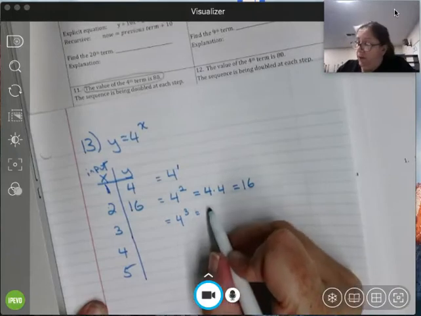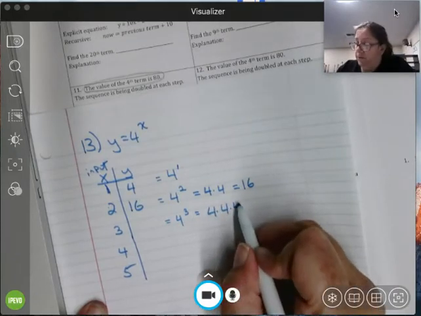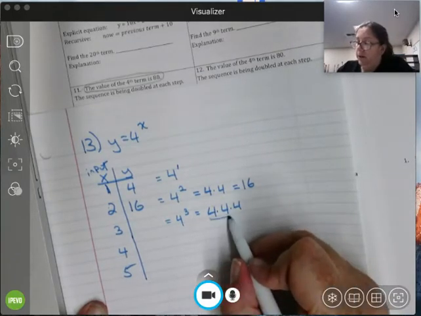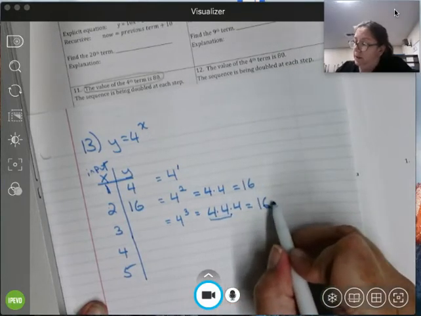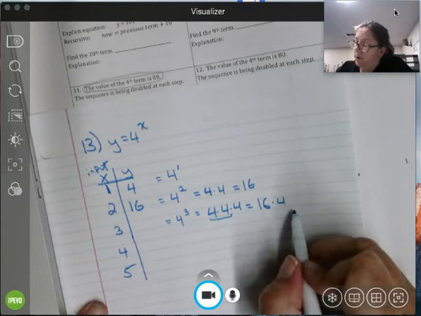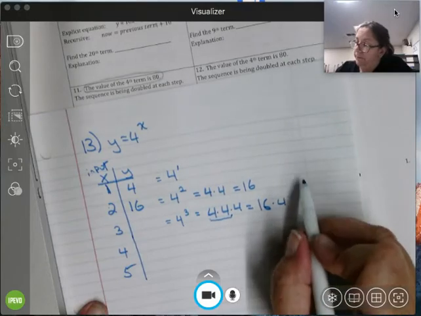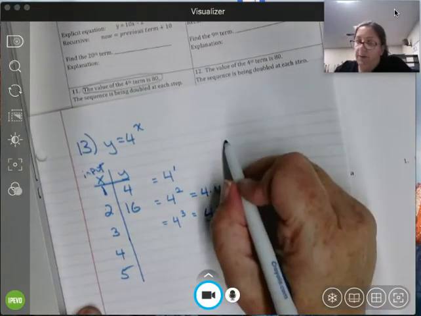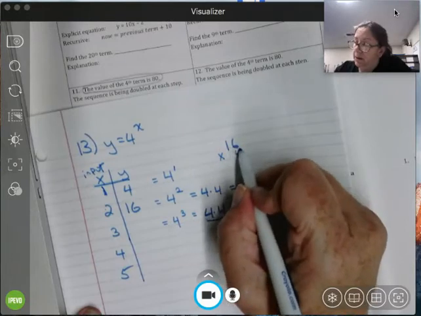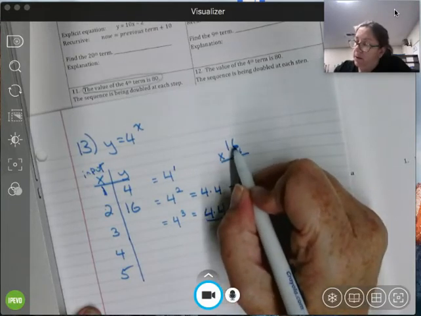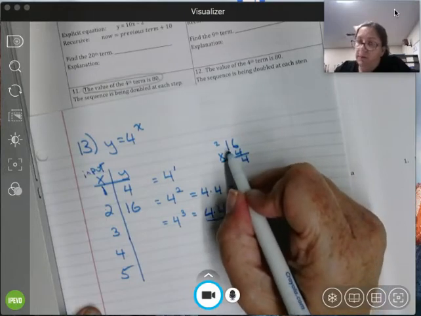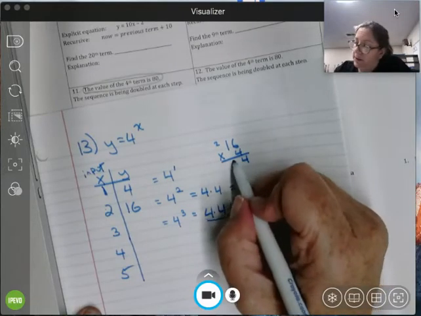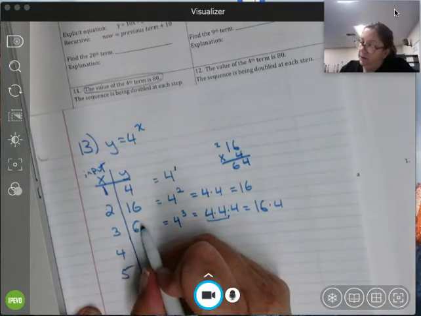4 to the third power is 4 times 4 times 4. Well, we already know that that's 16. So that equals 16 times 4. And in case you need a little help with that multiplication, you haven't done it in a while. 4 times 6 is 24. 4 times 1 is 4, plus 2 is 6. So you get 64.